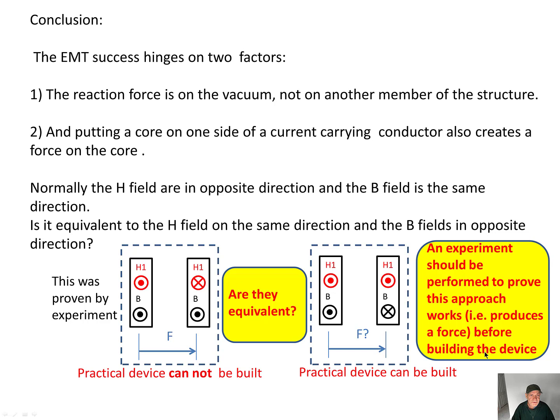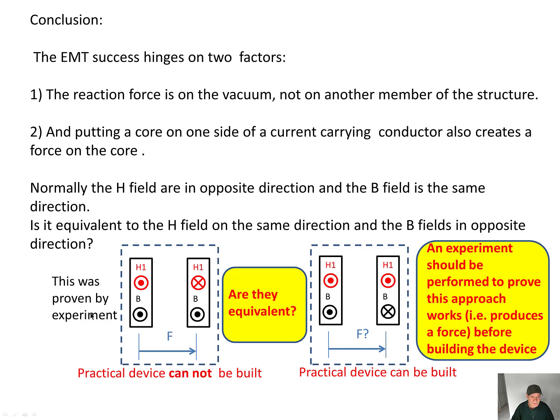Conclusion. The EMT's success hinges on 2 factors. Number 1, the reaction force is on a vacuum, not on another member of the structure. And number 2, putting a core on one side of a current carrying conductor also creates a force on the core. Normally the H fields are in opposite directions and the B field is in the same direction. It is equivalent to the H field in the same direction and the B field in the opposite direction.